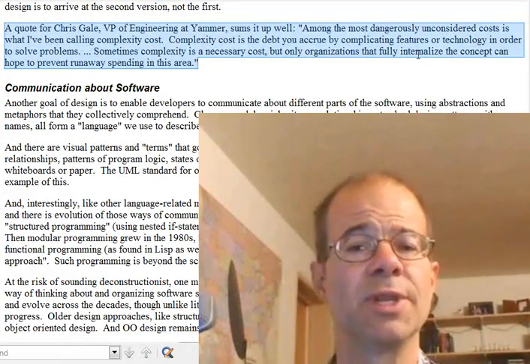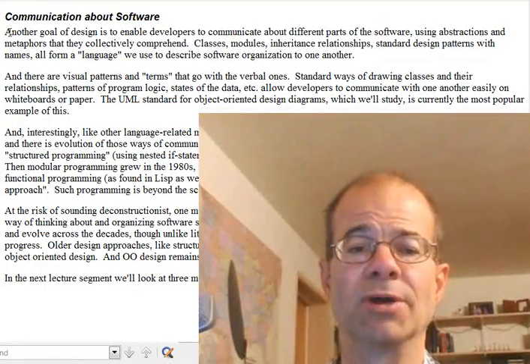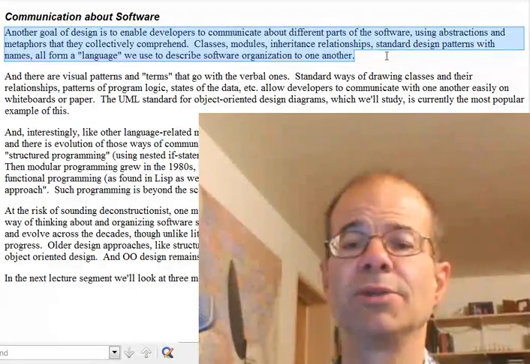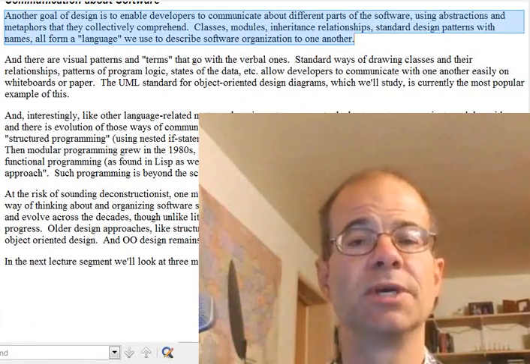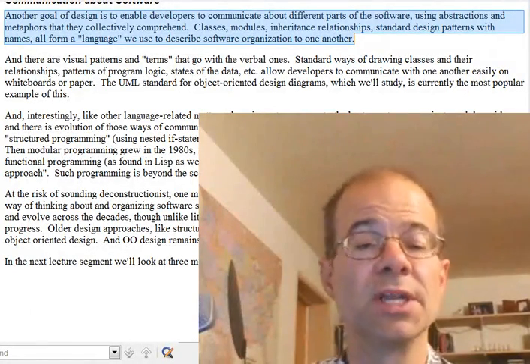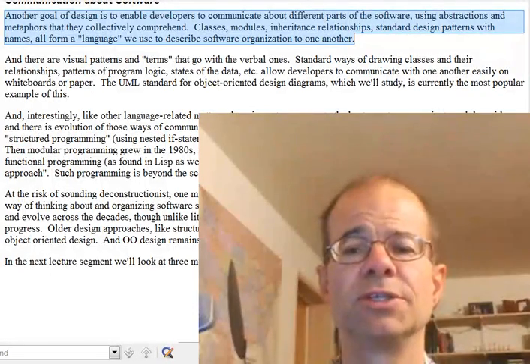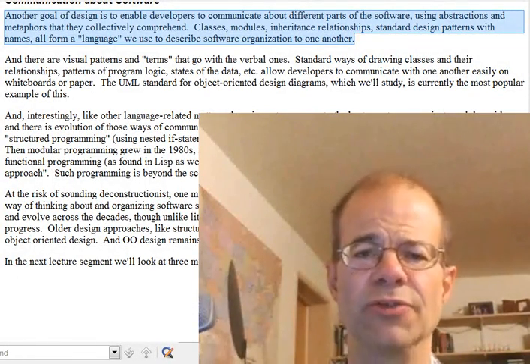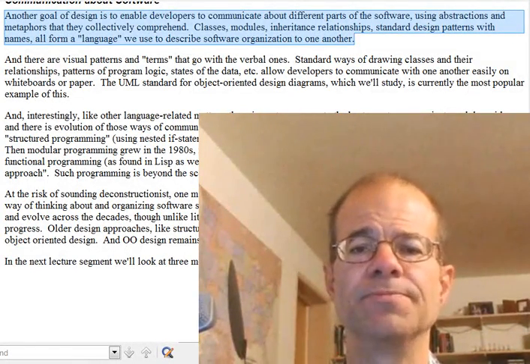So moving on to the next goal, let's talk about communication about software. Another goal of design is to enable developers to communicate about different parts of the software using abstractions and metaphors that they collectively comprehend. Classes, modules, inheritance relationships, standard design patterns with names, they all form a language that we use to describe software organizations to one another.